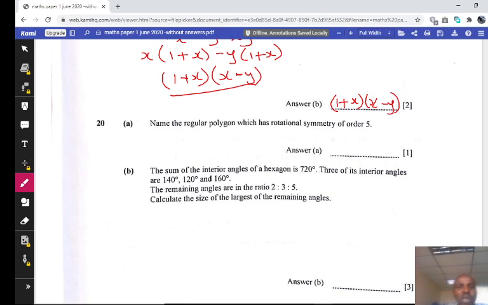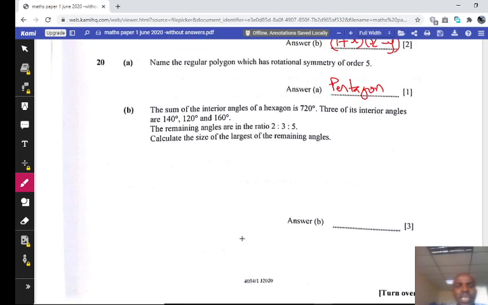Name the regular polygon which has rotational symmetry of order 5. Rotational symmetry of order 5. This one is a pentagon. You just write pentagon with 5 sides. Pentagon with 5 sides. 6 sides, hexagon, heptagon 7 sides, octagon 8 sides, nonagon 9 sides, decagon 10 sides.